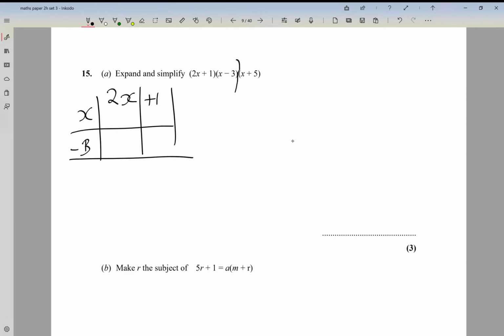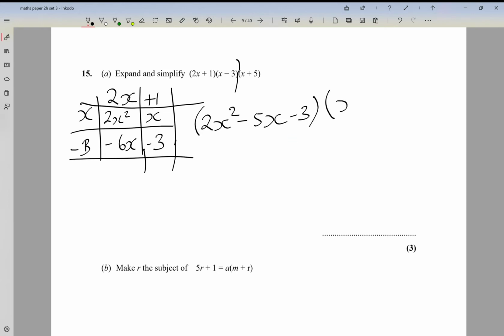It's kind of a grid method if you like. So 2x times x, 2x squared. 1 times x is x, 2x times 3 is 6x, and then minus 3. So the answer to my first two: 2x squared, x minus 6x will be minus 5x, and then minus 3. So that's going to be my answer, and I can put that in a bracket, and then the bracket x plus 5. Now I'm going to times the answer from my first two with the next one as well.